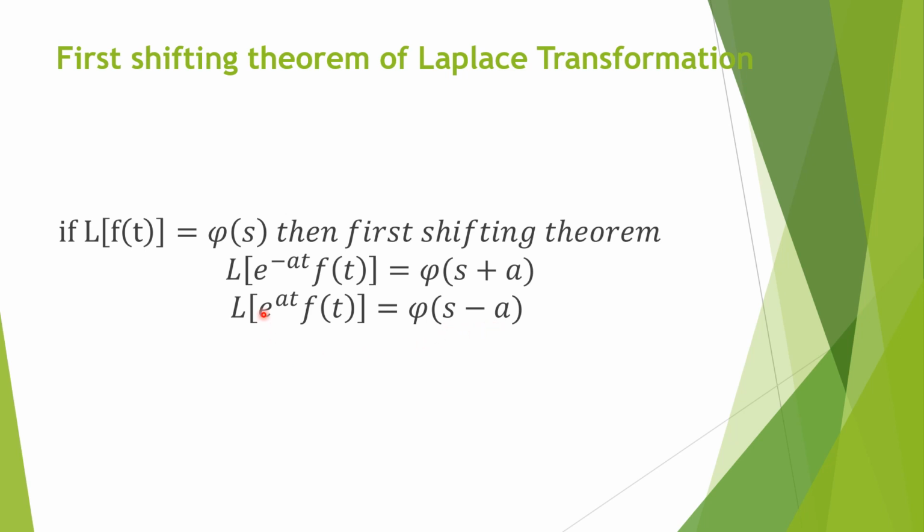Means when you apply first shifting theorem in Laplace transformation, your phi of s function will become phi of s plus a if the coefficient is e raised to power minus at. It becomes phi of s minus a if the coefficient is e raised to power plus at. Let's see with the standard function.